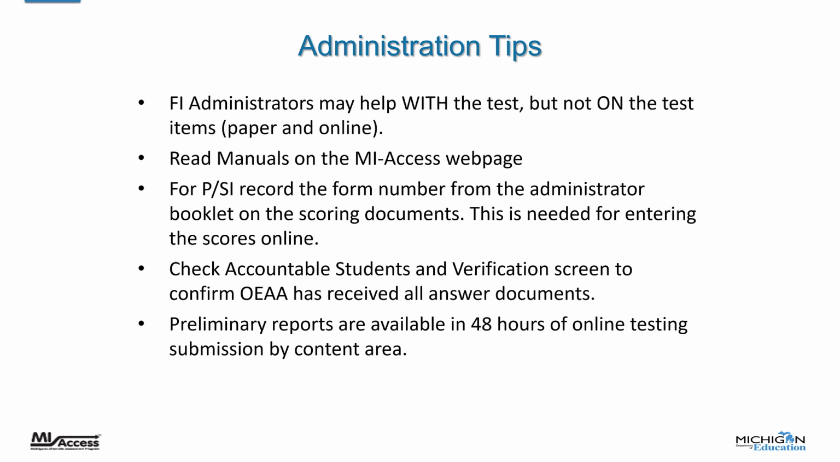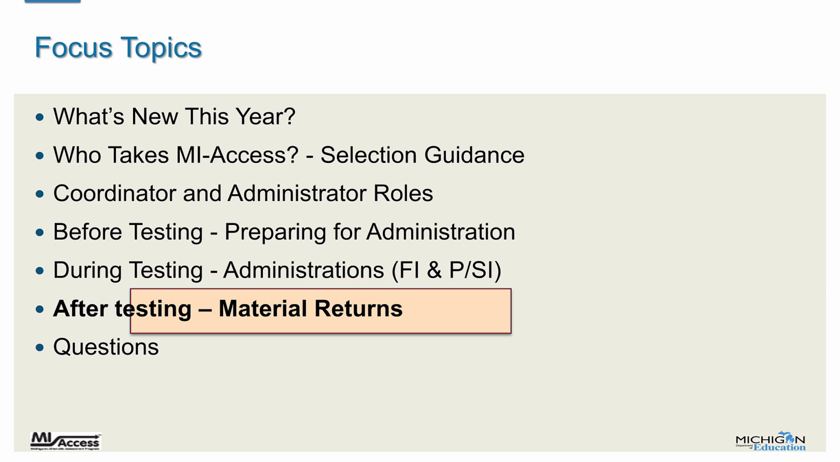Preliminary score reports are provided to schools and districts within 48 hours of an online test submission through the Dynamic Score Reporting site, which is accessed through the OEAA Secure site. When testing has been completed, there are a few activities that are required. Often, some schools and districts may overlook a few critical items when wrapping up testing, so we'll cover some key points to remember.